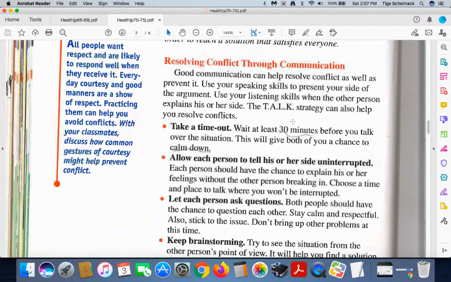And I'll let them speak about why they think so. Each person should have the chance to explain his or her feelings without the other person breaking in. Choose a time and a place to talk where you won't be interrupted. Let each person ask questions. Both sides should have a chance to question each other. Stay calm and respectful. Also, stick to the issue.